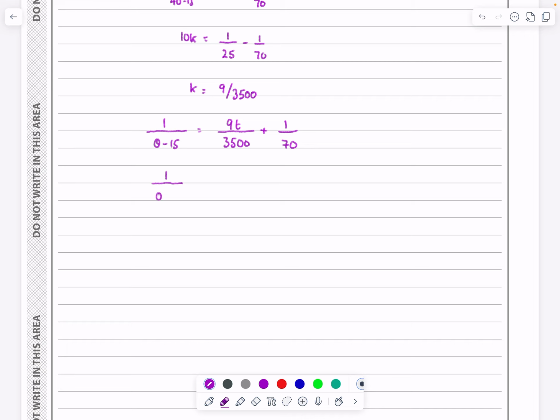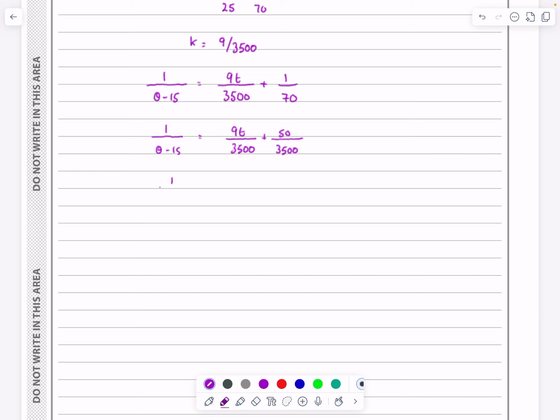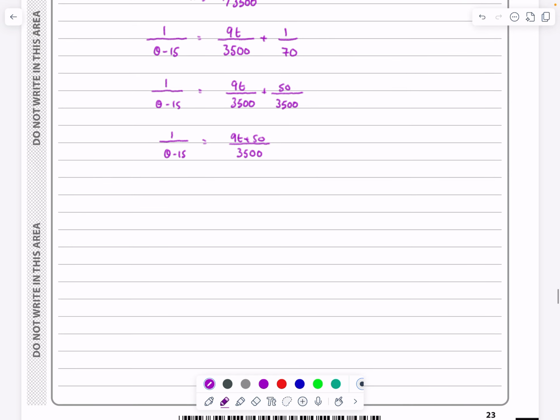1 over theta minus 15 is equal to 9t over 3,500 plus, well, let's make that 50 over 3,500. So we just make it the same denominator there. So 1 over theta minus 15 is equal to 9t plus 50 over 3,500. You can do this much quicker if you want to, as long as you're showing some of your working out as we're going through. Let's say this is what I was getting to. I'm going to flip this upside down now. So theta minus 15 is equal to 3,500 over 9t plus 50.